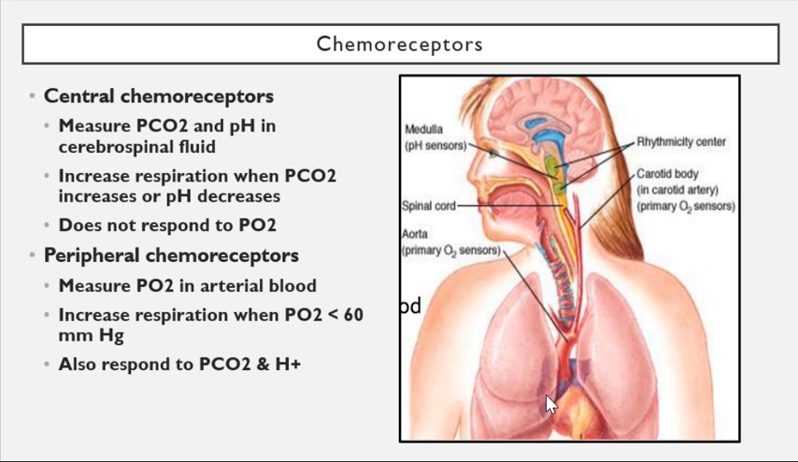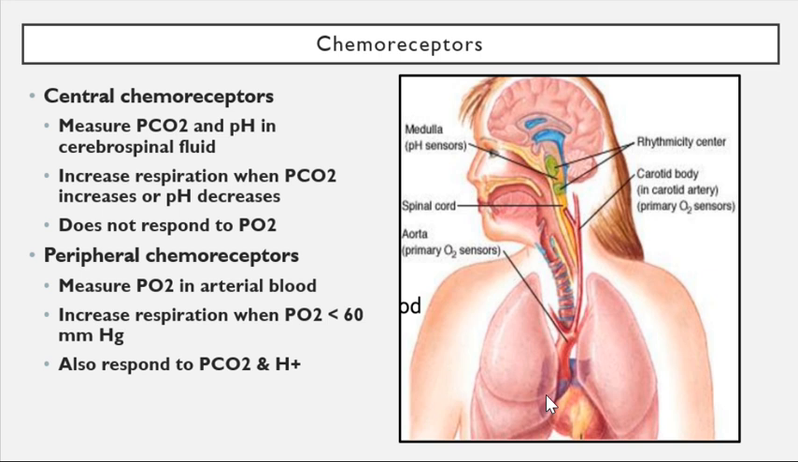Have you heard about chemoreceptors? These are receptors that measure the partial pressure of carbon dioxide and the pH in the cerebral spinal fluid. So it's a way of your body reading how oxygenated your body is, and how much carbon dioxide we have. Are we balancing those two levels properly?